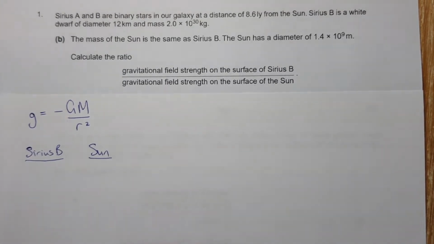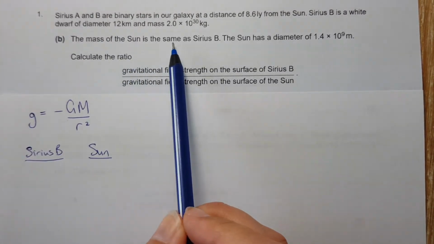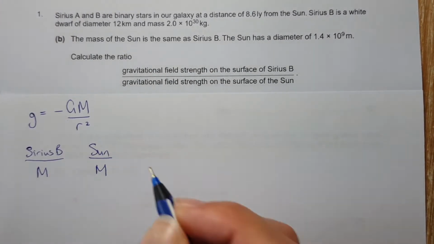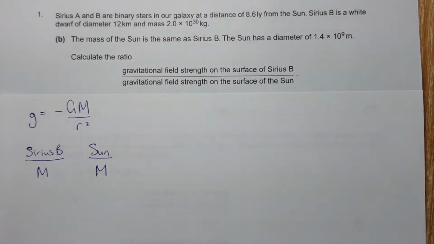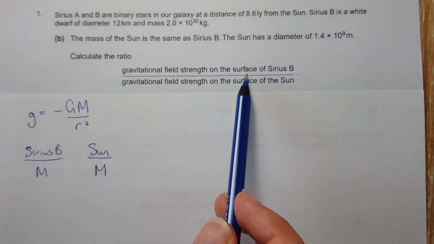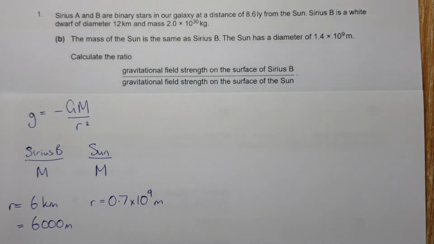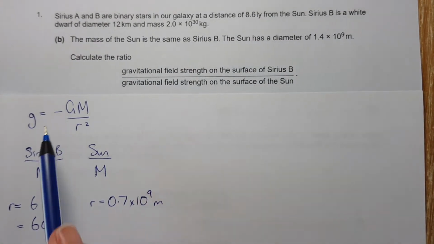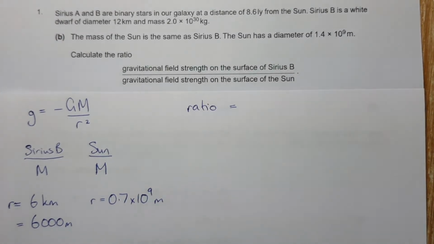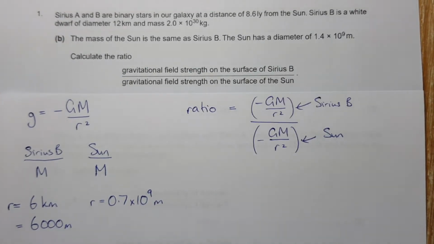Now, I'm going to be a bit lazy because I'm told that the mass of the Sun is the same as Sirius B. I am just going to put m for both of them. I could put the number in, but I think it's a bit easier if I just put m. And then we also want, as we said, the radius of the star, which are those, and then G is the constant and so is the -1, so we don't need to worry about them. Now we're ready to write the ratio.